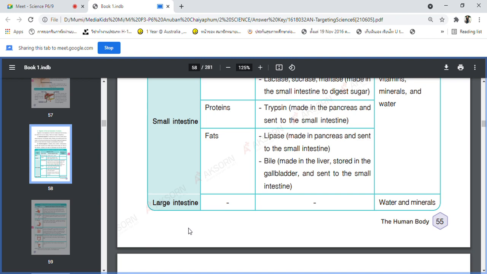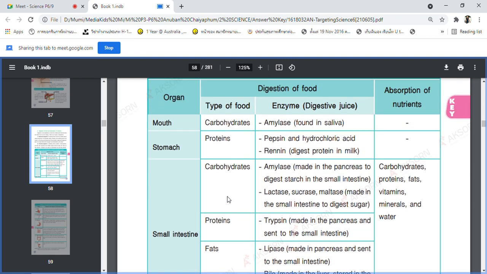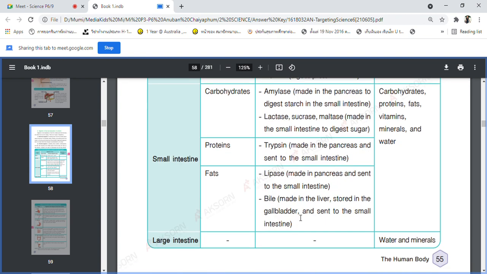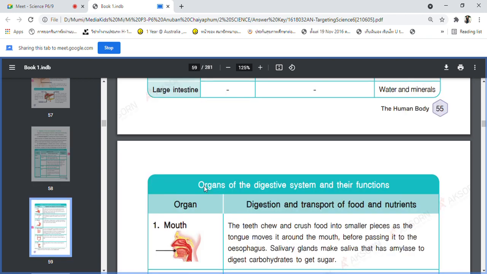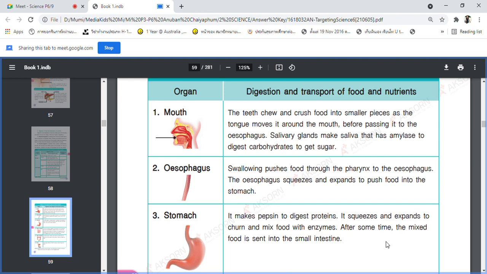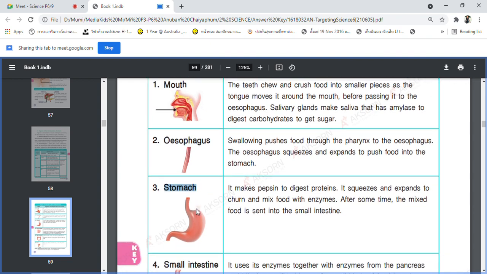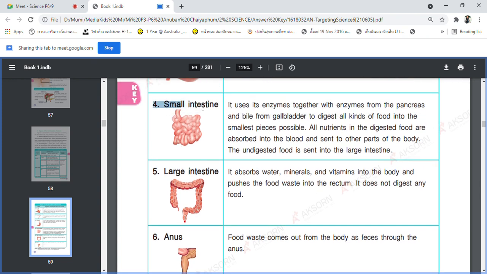Next one, the large intestine. Nothing digests here. Undigested food goes down from the small intestine to the large intestine. Undigested food, for example fiber, and then water and minerals will be absorbed here. Okay, easy. I have told you many times: start from the mouth, esophagus, stomach, small intestine, large intestine, and then anus.